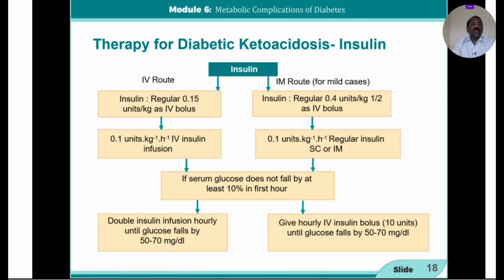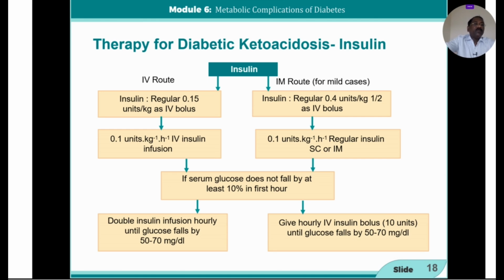So here, regular insulin 0.15 units per kg body weight is given as an IV bolus, and 0.1 unit per kg body weight per hour as an IV insulin infusion. And if serum glucose does not fall by at least 10% in the first hour, you can double the insulin infusion hourly until the glucose falls by 50 to 70 milligrams per cent.